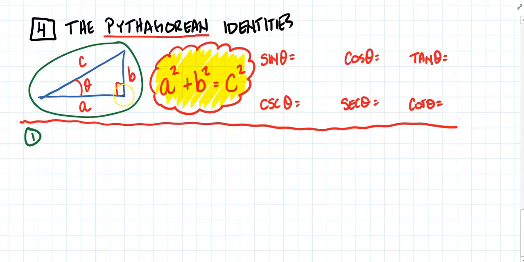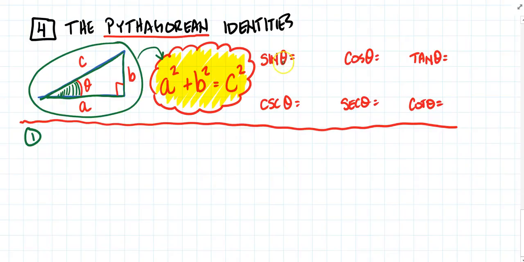Notice that I have this side labeled as a, this side labeled as b, and the hypotenuse labeled as c, and I am referring to this angle theta in the lower left-hand corner. We all know from geometry that the Pythagorean theorem states a squared plus b squared equals c squared. That's nothing new. Let's take it for a moment and look at the sine of theta.